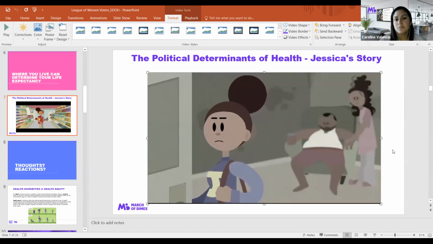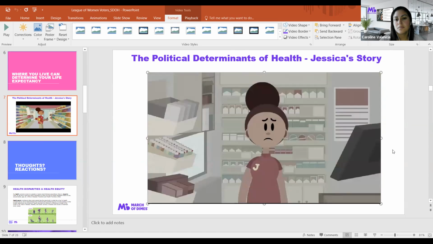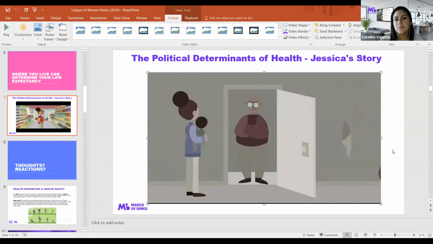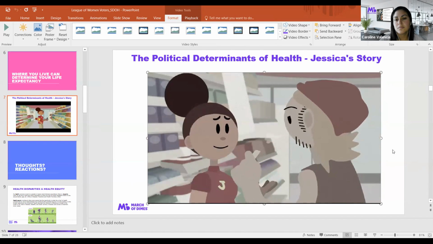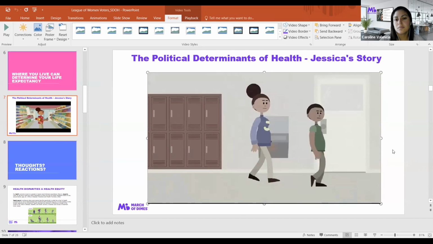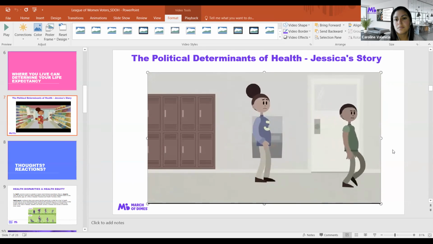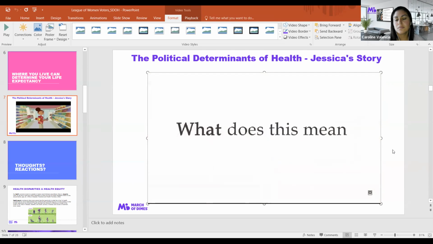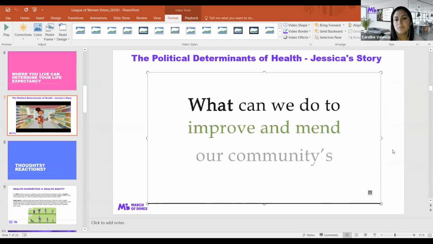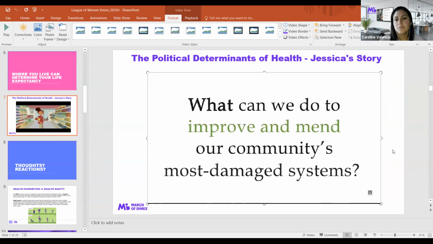Jessica's story shows the compounding effect of political determinants over personal responsibility. No matter how reliably Jessica tried to act, structural, institutional, intrapersonal, and interpersonal obstacles stood in her way. Political determinants were pulling strings that prevented Jessica and her family from achieving optimal health and their full potential. What does this mean for all of us? What can we do to improve and mend our community's most damaged systems?